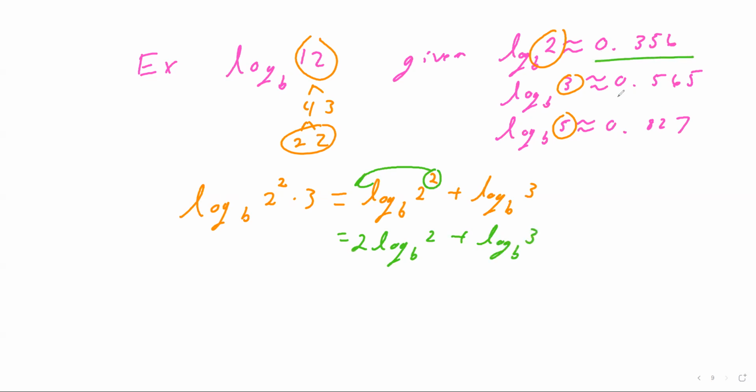So now that's where these guys come into play. I then backfill those answers in. So that becomes 2 times log base b of 2, which is 0.356, plus log base b of 3, which is 0.565. Alrighty. I don't really have a calculator with me, but if you add all these up, that will give you 1.277.